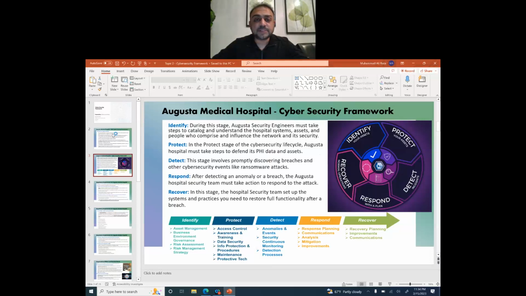So these are the different stages defined by the NIST guidelines, and we have to fine tune and define the security guideline for our Augusta hospital, and we need to keep following that.